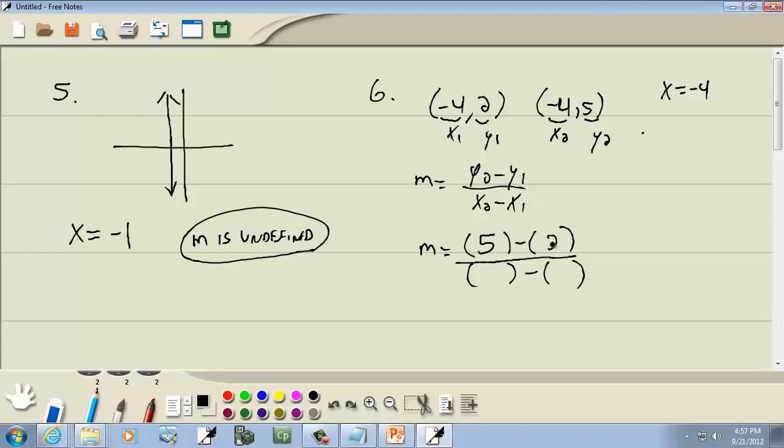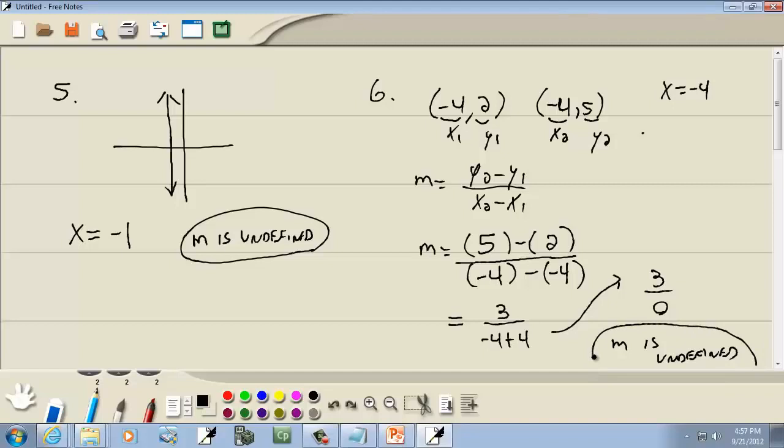And y1 is 2. x2 is -4, and x1 is -4. Well, up on top, 5 minus 2 is 3. And down below, we got a negative parentheses negative. That becomes a positive. So this becomes -4 plus 4, and -4 plus 4 gives us 0. Well, anytime you have a 0 in the denominator, that's undefined. So if you don't notice that it's one of the oddball cases, if you go through the steps, you're going to see that it's undefined, and that would be your answer.